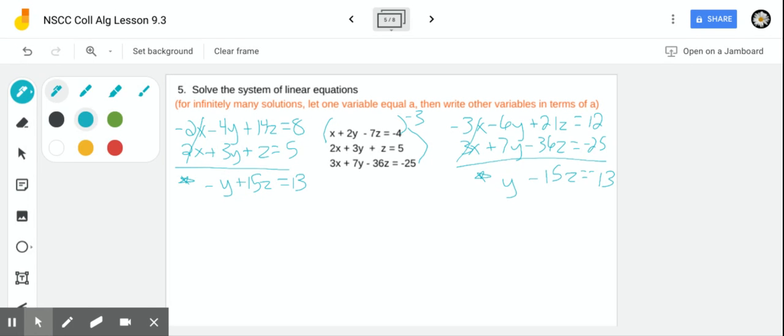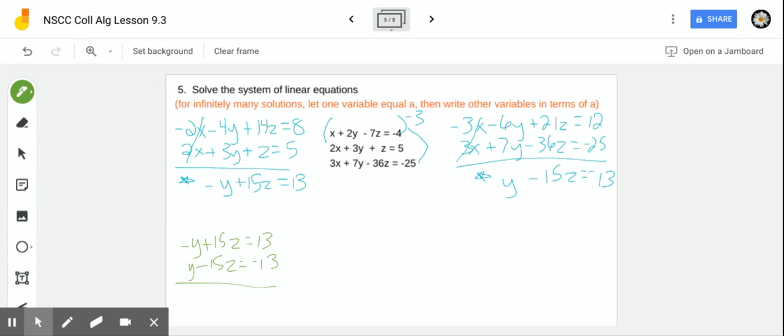All right, we're going to take those two starred equations. Negative y plus 15z equals 13, and y minus 15z equals negative 13. And they're all set up for elimination. Those eliminate, so we get 0 equals 0. Great. This is one of the infinitely many solutions. Infinitely many.